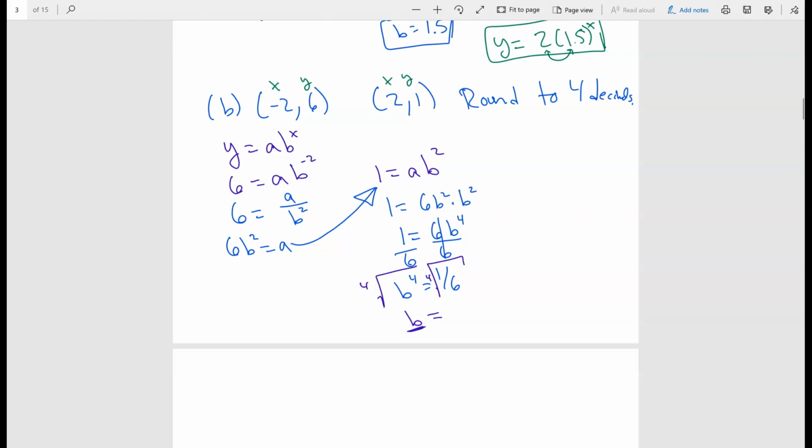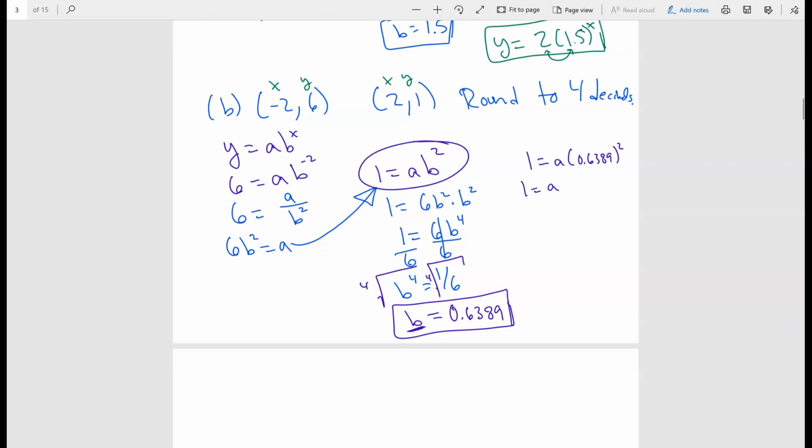And what you're going to get, approximately to 4 decimal places, is 0.6389. Okay, so that's the b value. Now we're going to figure out the a value. So we're going to plug it back in here. So 1 is equal to a times 0.6389 squared. Let's square that number. Squaring 0.6389 is going to give me 0.4082.